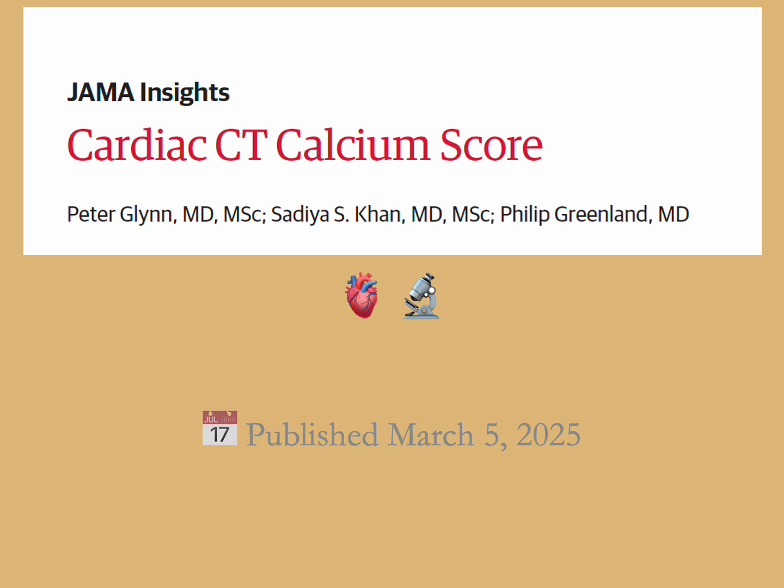You can read more in a recently published JAMA Insight article titled Cardiac CT Calcium Score. The lead author is Peter Glynn, the middle author is Dr. Sadia Khan, and the last author is Dr. Philip Greenland. Published March 5th, online on JAMA.